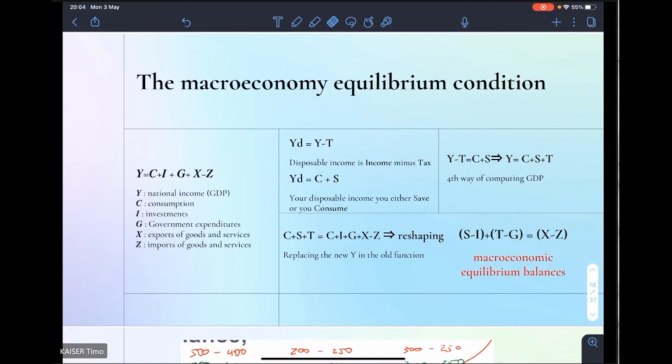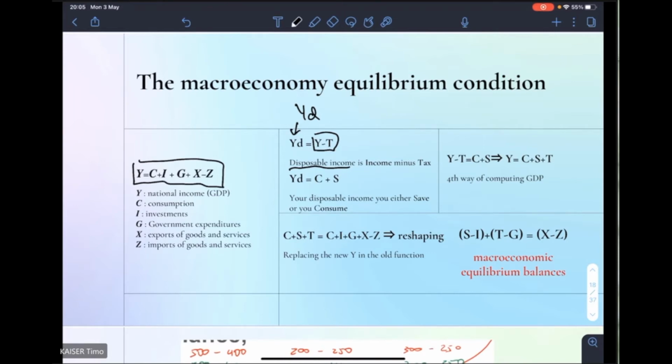And let's move on to the macroeconomic equilibrium condition. Here we encounter again our so beloved macroeconomic equation, which is Y = C + I + G + X - Z. And it's the same thing, just now we introduce something that is called the disposable income. Disposable income is nothing else than Y - T. And just remember, disposable income is YD. And YD, disposable income, is nothing else than the whole GDP minus T, which is taxes. So GDP minus taxes.